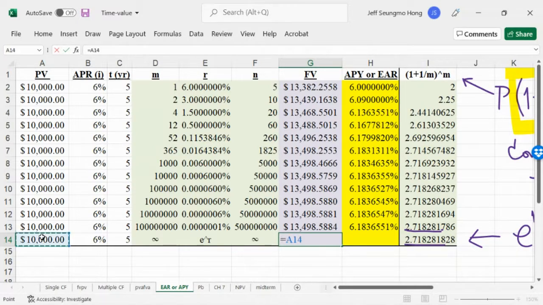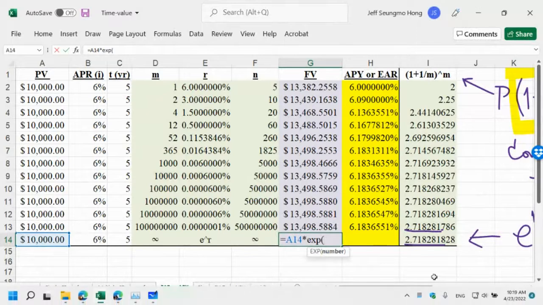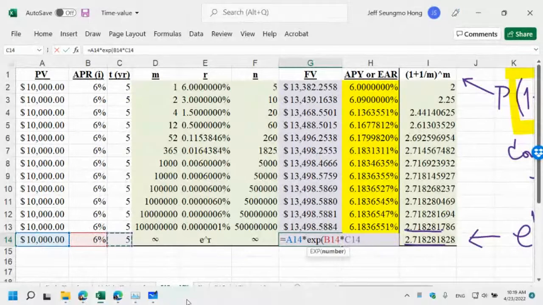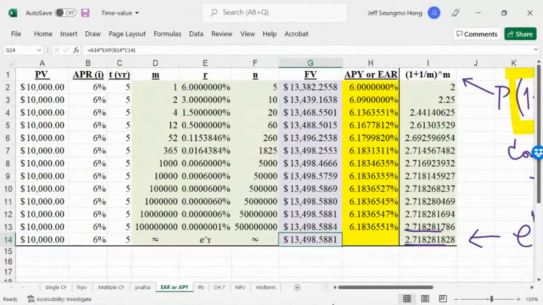Well, then all you need to do is principal times e raised to r times t. I said exp is Excel's command for Euler's number or the exponential function. So it's e raised to r times t. It's like e raised to r, 6%, and for 5 years. There you go. That's the future value when continuously compounded.